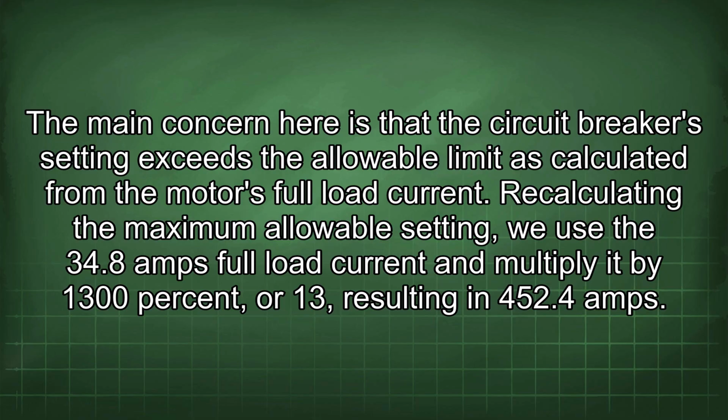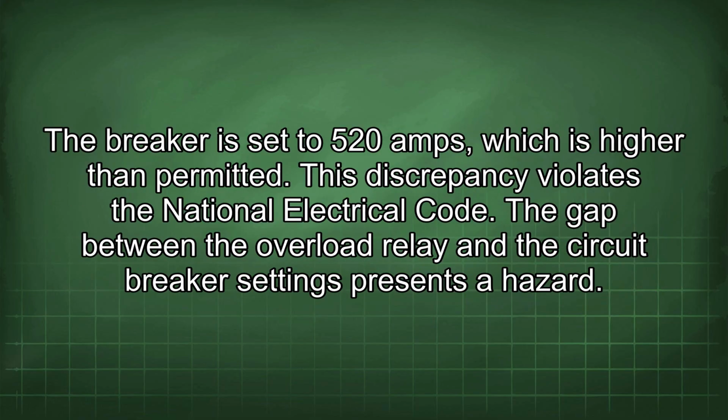We're calculating the maximum allowable setting. We use the 34.8 amps full load current and multiply it by 1300%, or 13, resulting in 452.4 amps. The breaker is set to 520 amps, which is higher than permitted. This discrepancy violates the National Electrical Code. The gap between the overload relay and the circuit breaker settings presents a hazard.